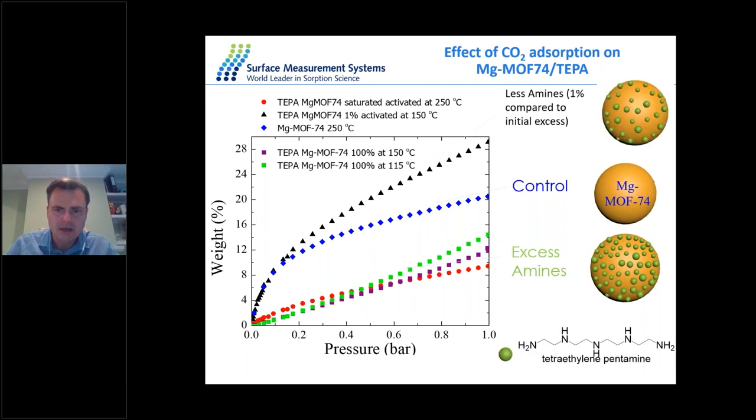But then, if you have less than 1% amine, and you use the same outgassing conditions, as demonstrated here, your adsorption capacity improves by a factor of 6. So in this case, you get almost 28% adsorption capacity compared to 48% when you have excess of the amine. So as you can see, the effect of outgassing and the functionalization of the MOF is huge, depending on how you prepare your material and how you outgas your material.